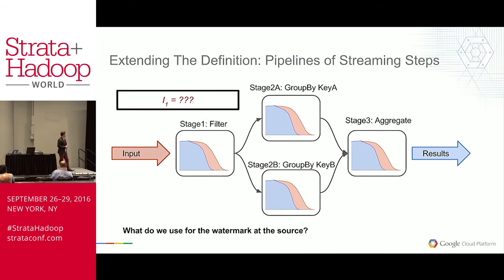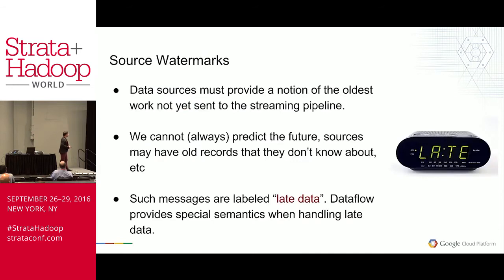So let's get back to this question of how do we define the watermark at the source? Well, watermarks at sources are highly specific, right? We need to know something about the source. And we cannot always predict the future. There are some cases where we know a lot about the source and we can give a very good watermark. There are some cases we know very little about the source and we can't give as good a watermark. The reality is that late data will always happen because we cannot predict the future. And we label such messages as late data that come in behind the watermark.